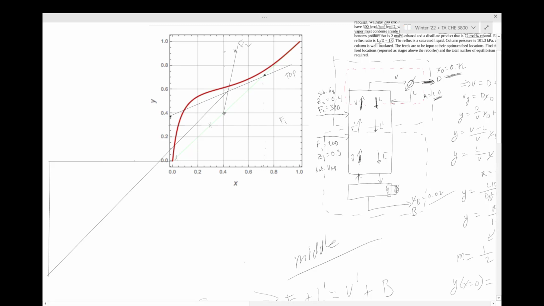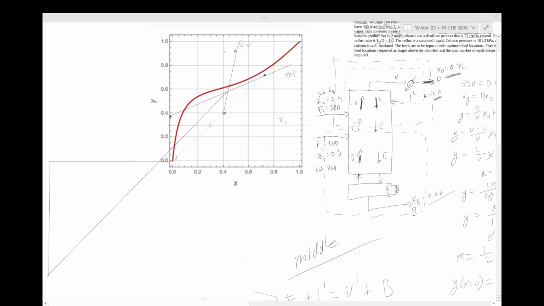Perfect. So we are almost done. We assembled this middle operating line because we know it's going to intersect this point right here. We also know that it is going to intercept the y equals x line at some very negative value over here. Now we have our top line, we have our feed 1 right here, and our feed 2. We have our middle operating line. All we need now is our bottom operating line.